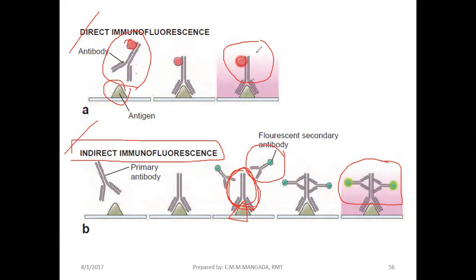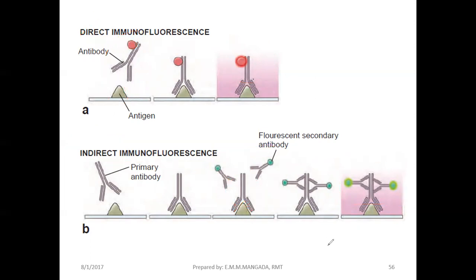Okay? If the label is, for example, an enzyme. Okay? So we have an enzyme immunoassay. Okay? So we can read the result using colorimetric methods. Pwedeng color change. Okay? So that's your direct and indirect immunohistochemistry. Okay? So next.